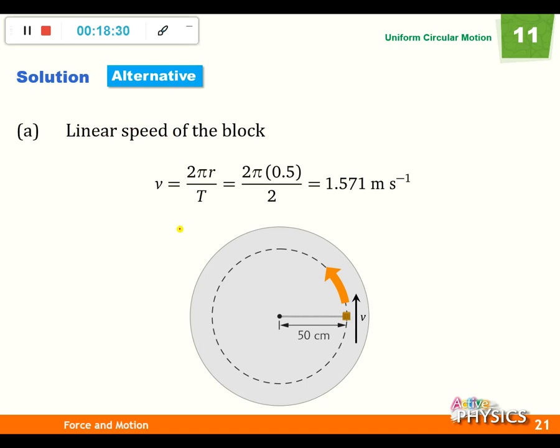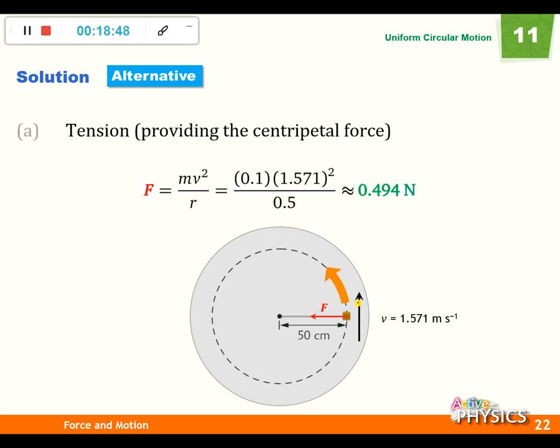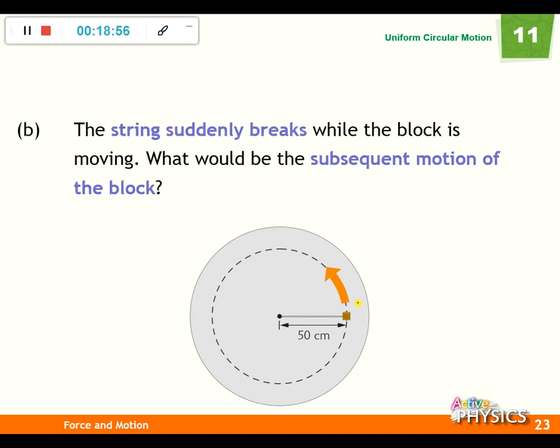So this one, part A, the linear speed of the block. Using the formula, v is r omega. Omega should be 2 pi over T, and then substitute it in. Then we can see that the linear speed should be this. And then what is the tension? It should use the other formula. You can get the same result, because they are the same.